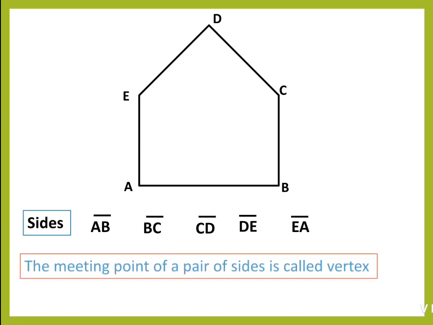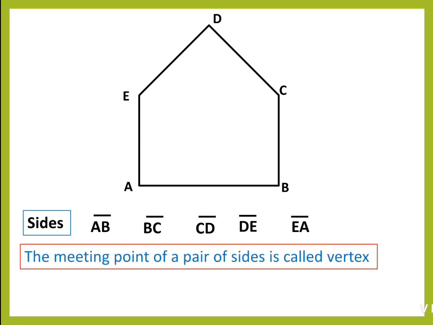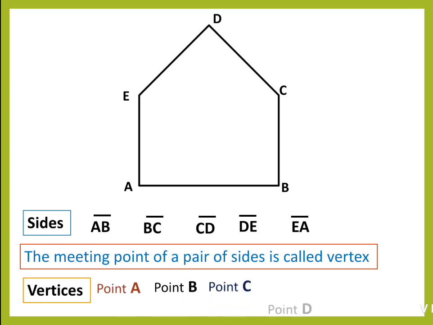You can see here. The meeting point of a pair of sides is called vertex. Vertex is used for a single point. Then plural is vertices. So how many vertices here? Point A, then point B, point C, point D, point E. 5 vertices for this figure. Remember, vertex is used for only a single point. If there are 2 points, we have to call it vertices.